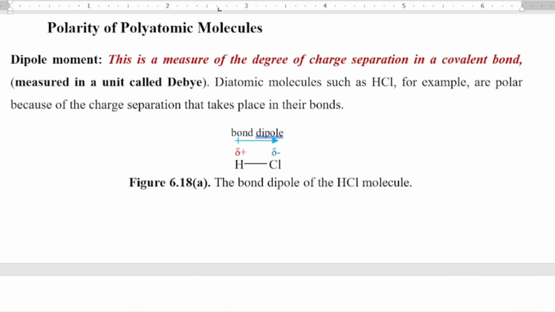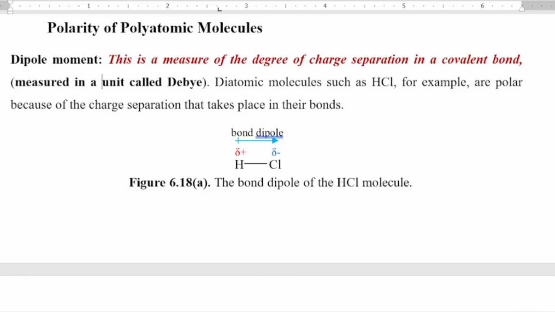We'll now start to determine the polarity of polyatomic molecules. For diatomic molecules, it is easy to determine their polarity since only one bond is involved and their molecules are linear. This is not the case for polyatomic molecules since many bonds are involved with molecules of different geometry.